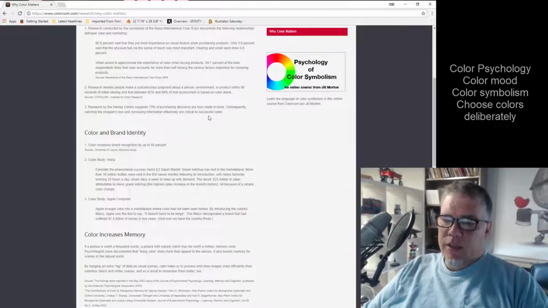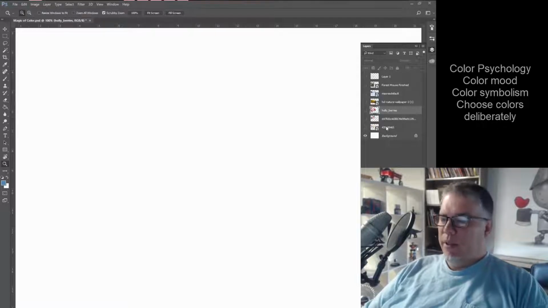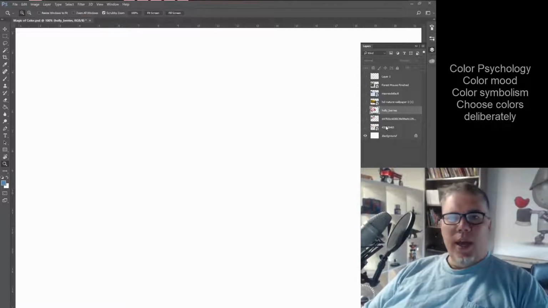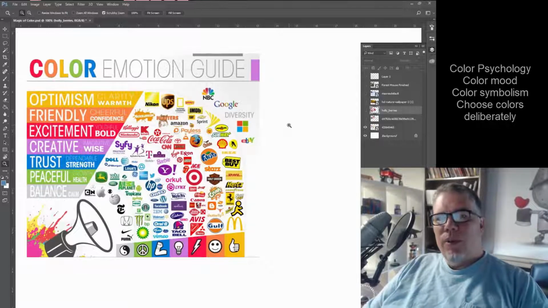But it gives you an idea of how color can impact us when we're thinking about things, considering things, when we're looking at your artwork, my artwork. So let's look at some kind of a chart here that talks about how we feel with different colors.